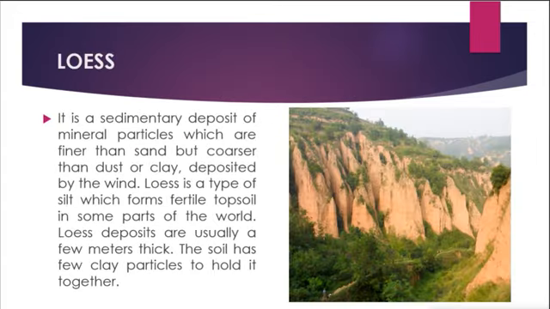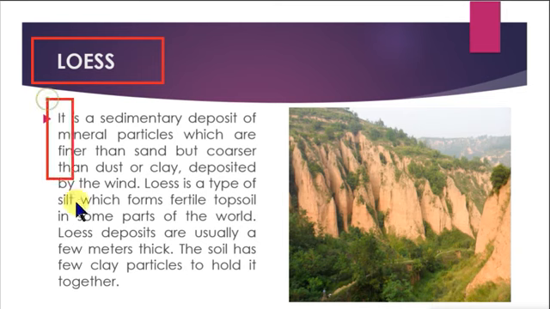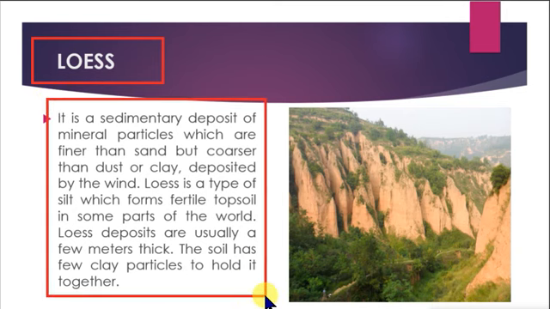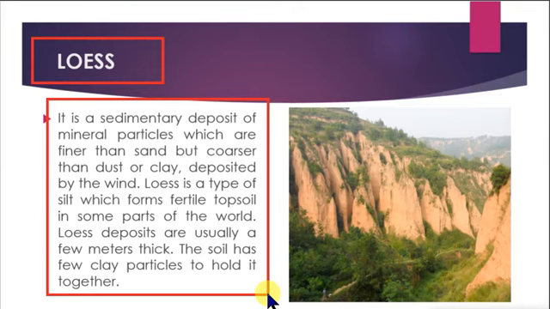Now, the last point is loess. It is a sedimentary deposit of mineral particles which are finer than sand but coarser than dust or clay, deposited by the wind. Loess is a type of silt which forms fertile topsoil in some parts of the world. Loess deposits are usually a few meters thick. The soil has few clay particles to hold it together.